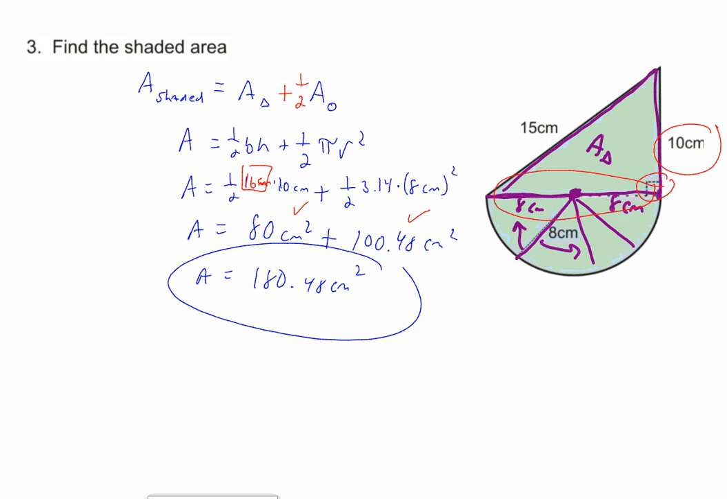All right. So area of a circle, not too bad. Pi r squared. You got a good 10 minutes left. Let's get started on our homework. Quiz tomorrow, right? Quiz tomorrow.